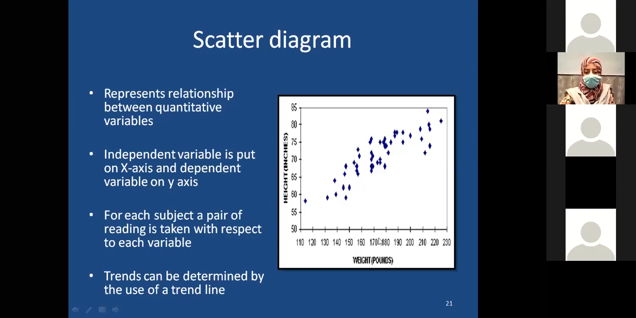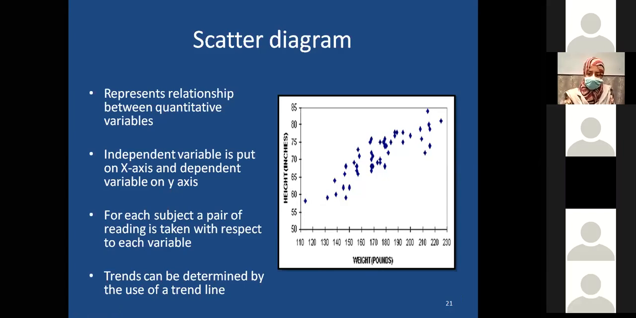Okay? So for each subject, a pair of readings is taken with respect to each variable. And you can see, for example, for age and for IQ, you have age over here on the x-axis, and then you have the IQ on the y-axis. So we want to show that with increasing age, you have an increase or a decrease in the IQ level. So this is again for continuous type of data. There can be trends that can be determined by the use of a trend line. So if this shows a straight line, it means that it follows a trend. So with increase in weight, there is also an increase in the height.